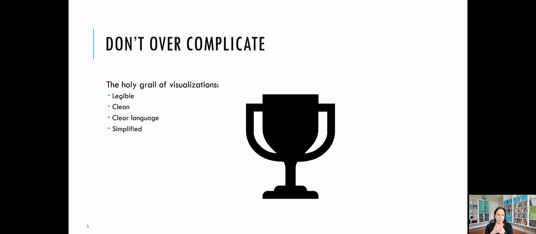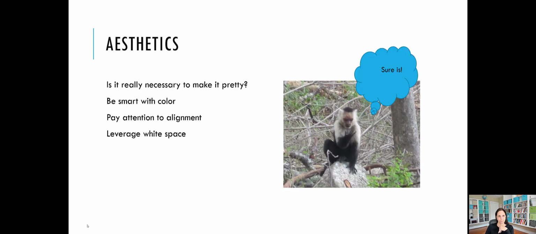Accessibility. Don't overcomplicate. The holy grail of visualizations is that it's legible, it's clean, the language is simple and clear. You know exactly what you're supposed to get out of it, and everything on it is simplified. So if you look at your final visualization and ask yourself these questions, is it legible? Is it as clean as it can be? Can I clean up or clear up the language a little bit? Or can I simplify it in some way? You will improve your visual if you ask yourself those questions and then take action.